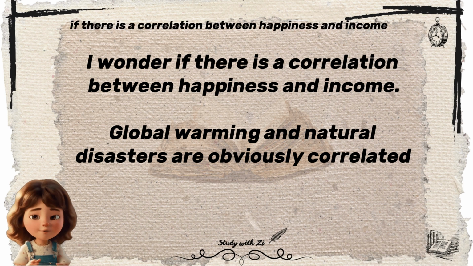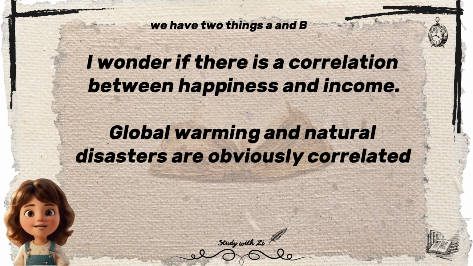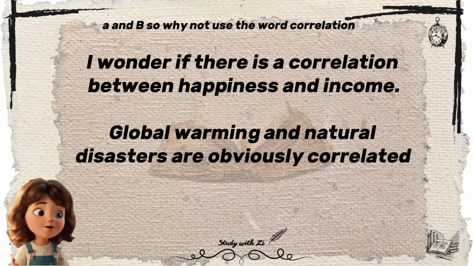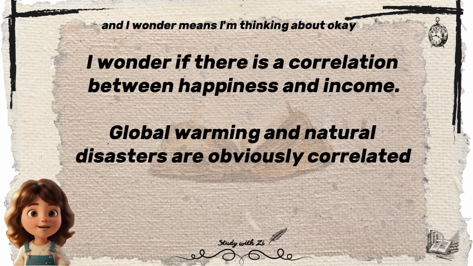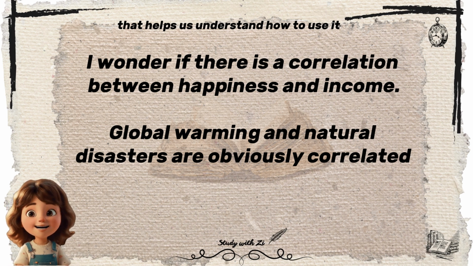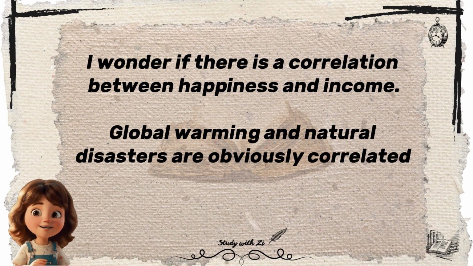I wonder if there is a correlation between happiness and income. We have two things, A and B, and we want to know if there's a relationship between A and B. So why not use the word correlation? And I wonder means I'm thinking about. Okay, so this works. This is a sentence that helps us understand how to use it. And once you've learned a word, make a sentence.